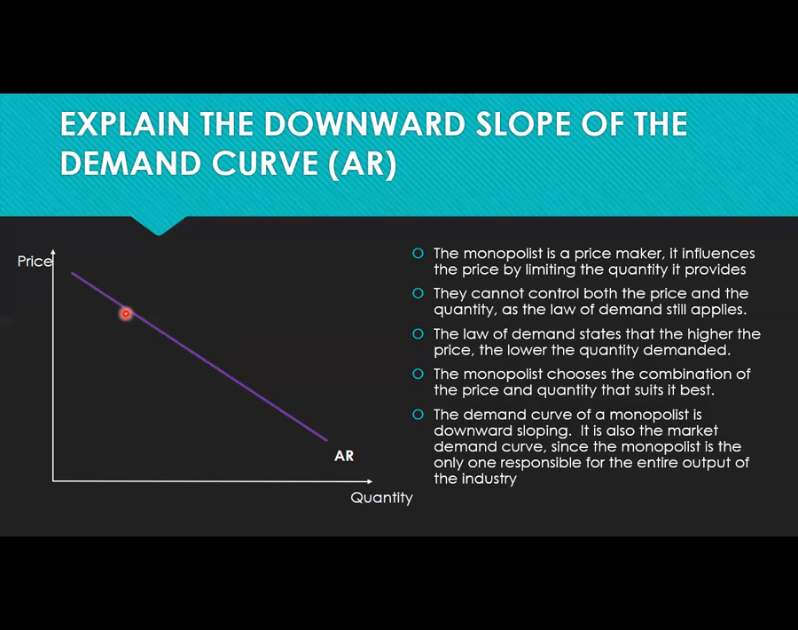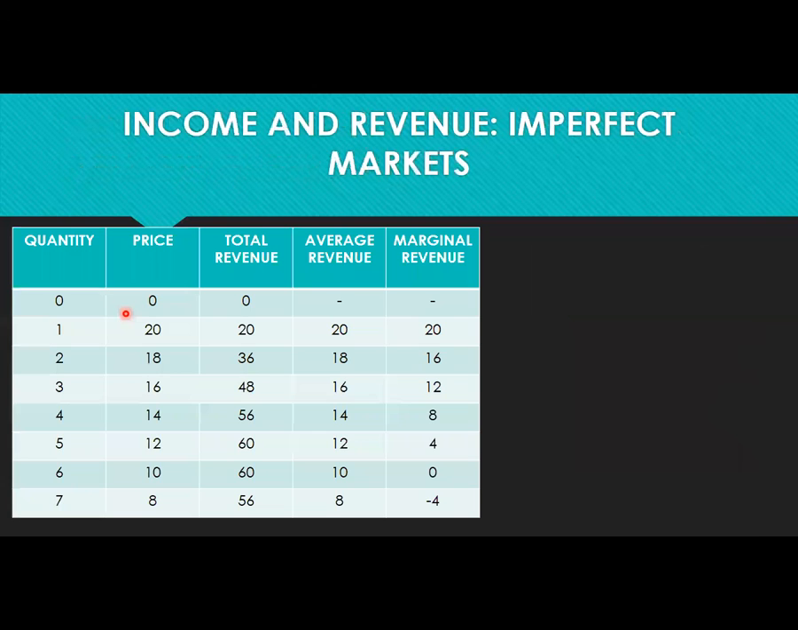The demand curve of the monopolist is downward sloping. It is the market demand curve, and since they are the only company responsible for the entire output of the industry, this also represents the market price. Now, I know we already did this one, but I want to recap the AR and MR.